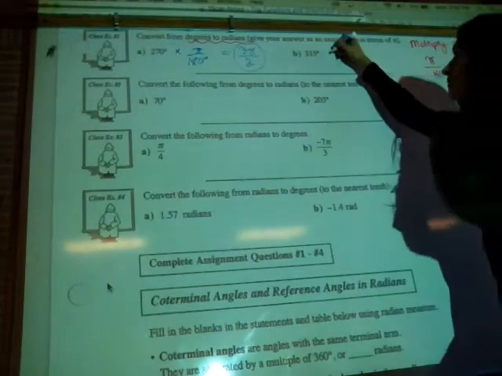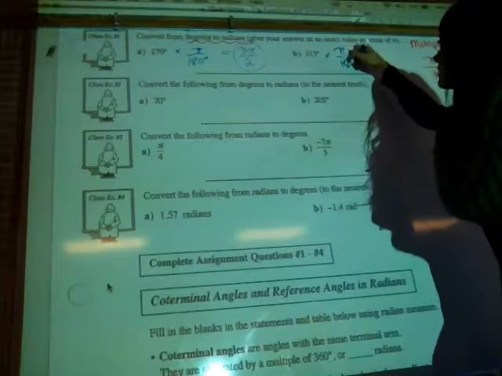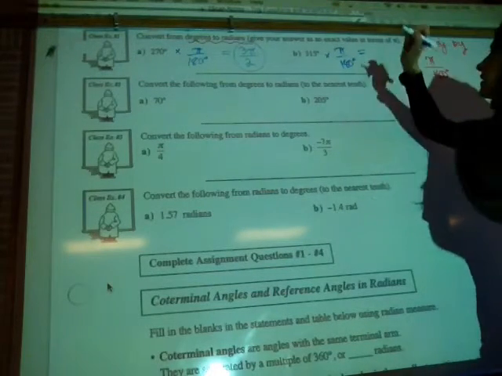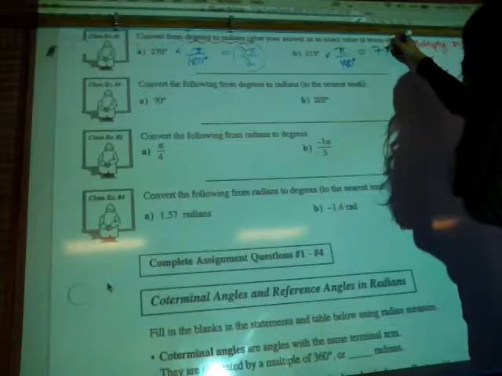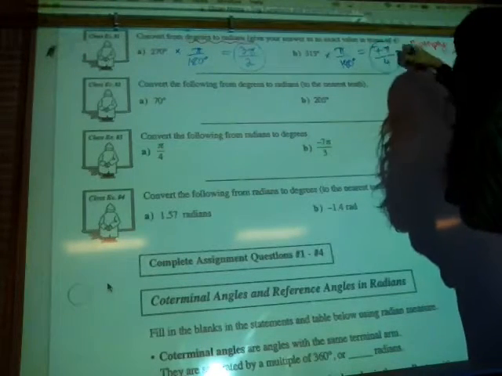Okay, but they wanted it in terms of pi, so let's try 315. Again, we're going to multiply by pi over 180 degrees. What is the ratio of 315 divided by 180? 7 over 4, thank you. So we have 7 pi over 4.